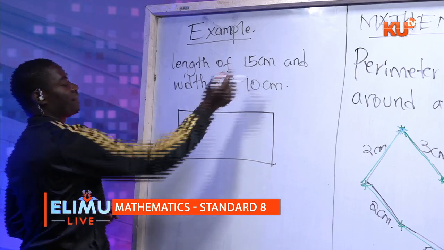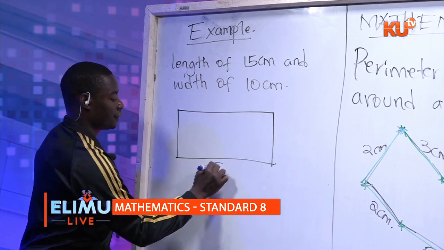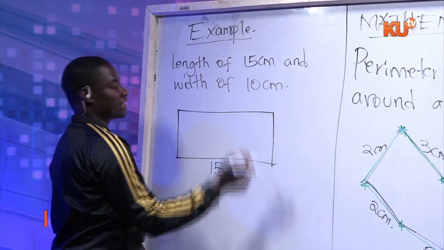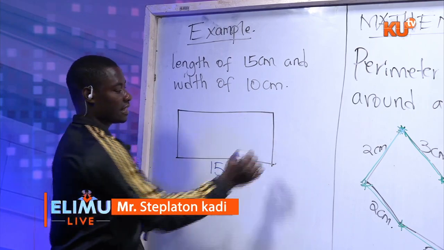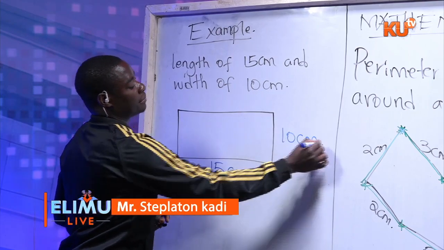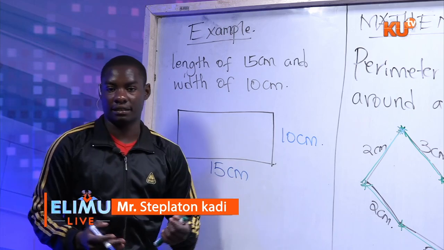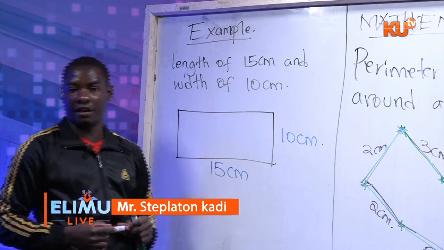So we have a length of 15 centimeters. So 15 centimeters is right here. And we have a width of 10 centimeters. So this is our width. The width is 10 centimeters. So after you draw, you can now use that and use the formula to get the right answer.